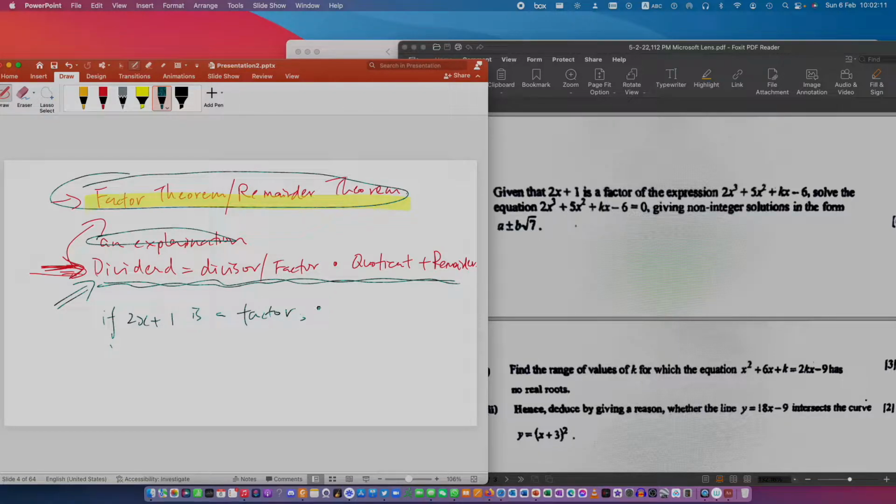No remainder. Okay, number one, what you can conclude from this, very good, is that the remainder equals 0. What else? Remainder equals 0 when 2x plus 1 is a factor. But there is one more thing you can conclude. Then you use the dividend equals the equation, but you need to sub in the value of x. So what value of x do you sub in?